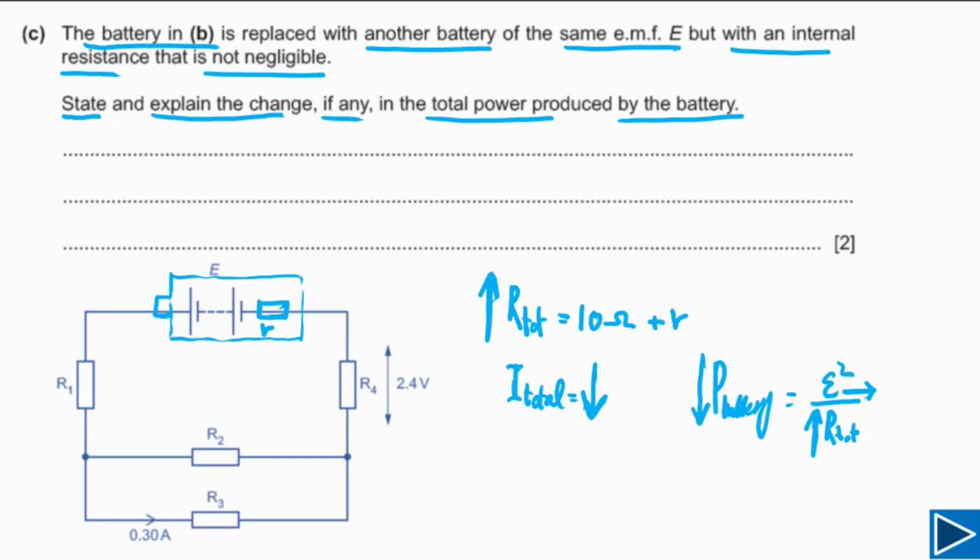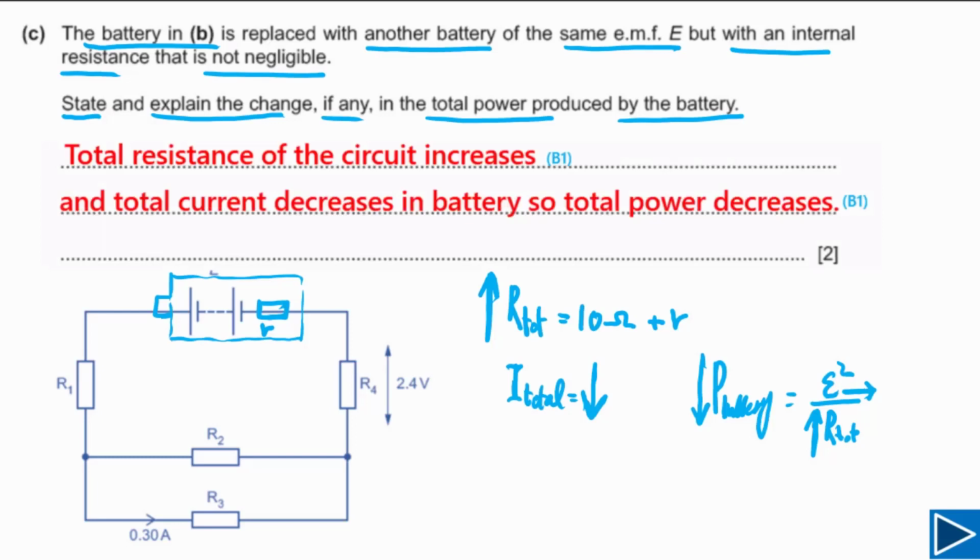So these points simply we need to write down. Let me show you how you can write a proper answer. This is how you can write down a proper answer. This question has 2 marks. You will get the first mark if you have written total resistance of the circuit increases. And you will get the second mark if you have written total current decreases. So the total power decreases.